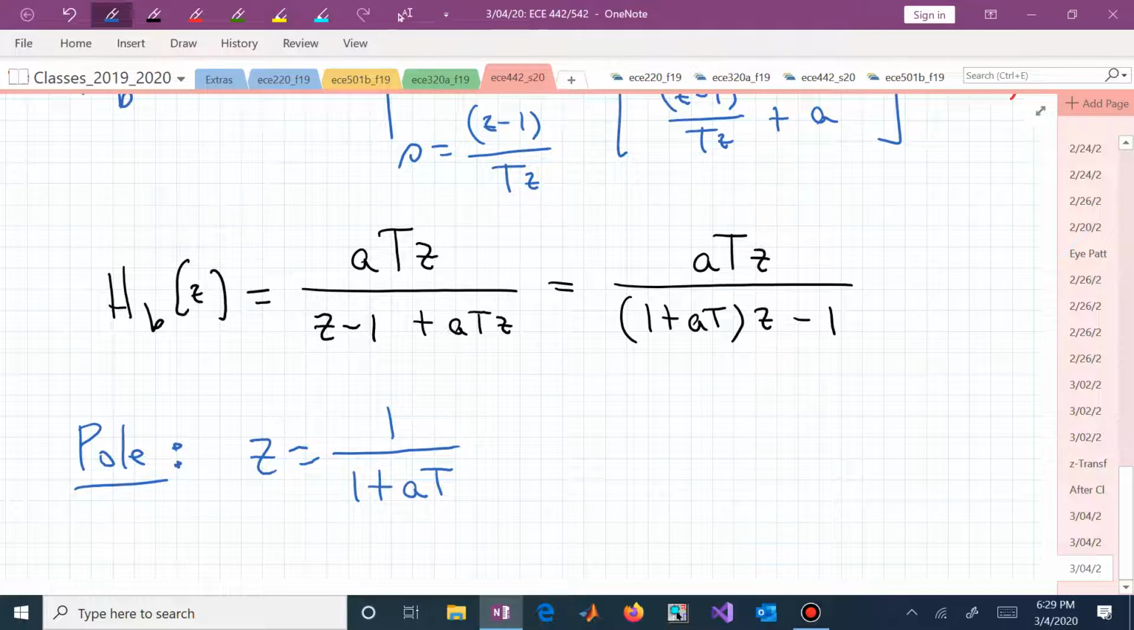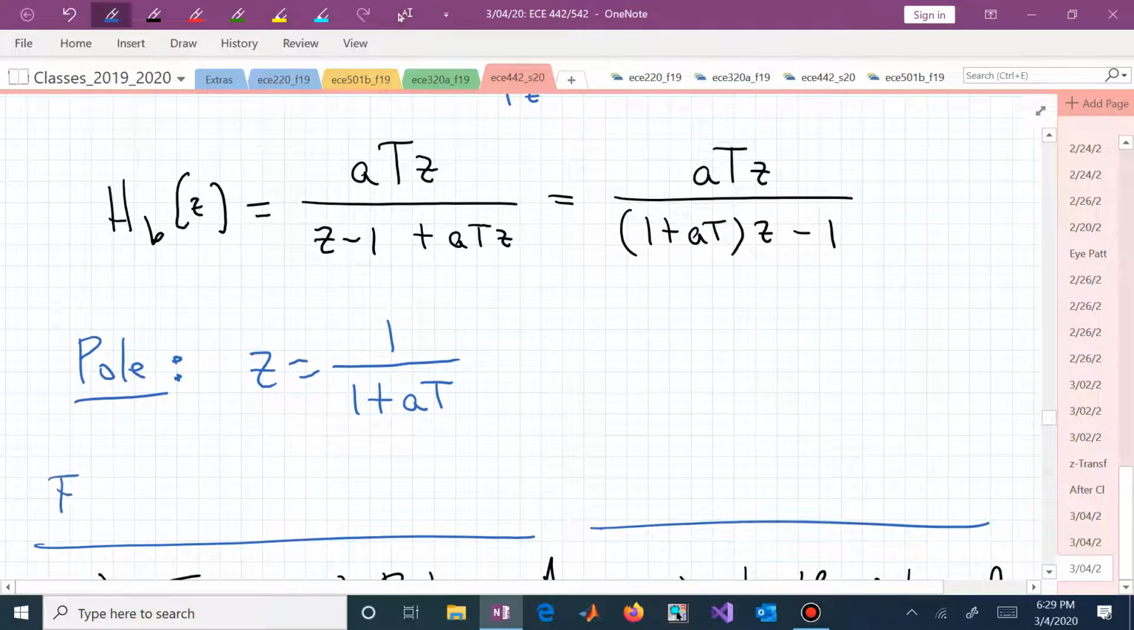What's our finite zero? Now we have one, don't we? We actually have a finite zero, and it's z equal to 0. What's the DC gain?